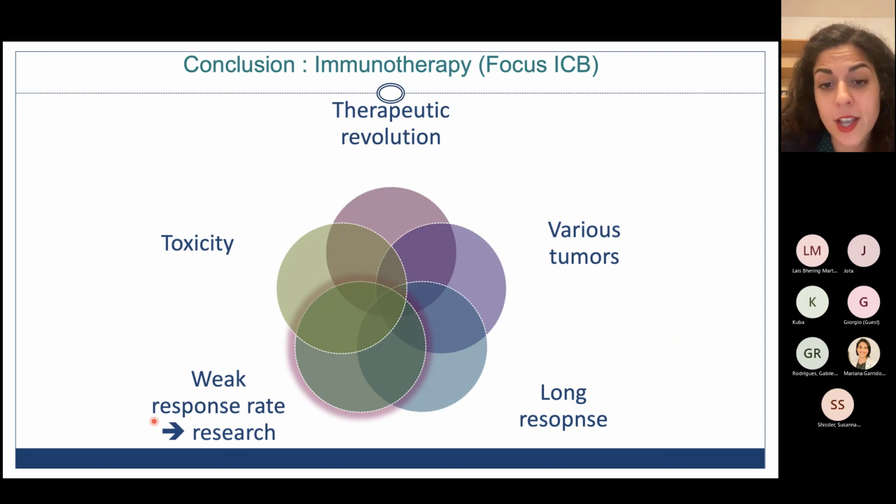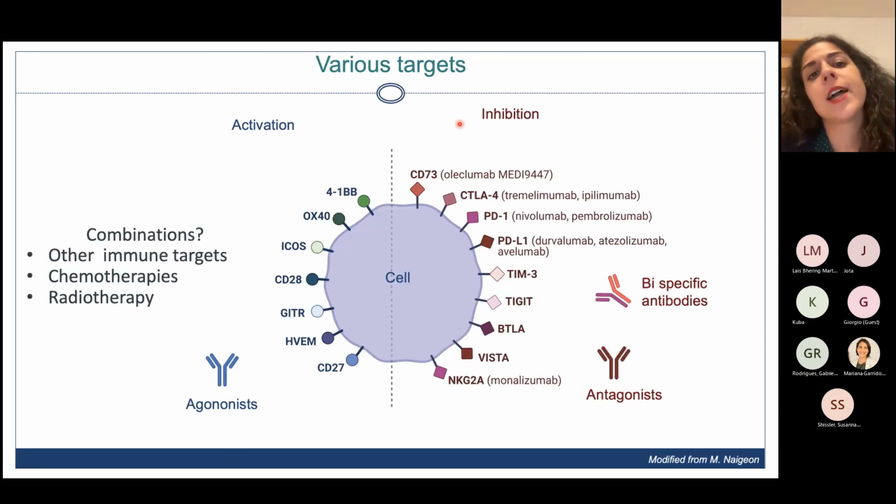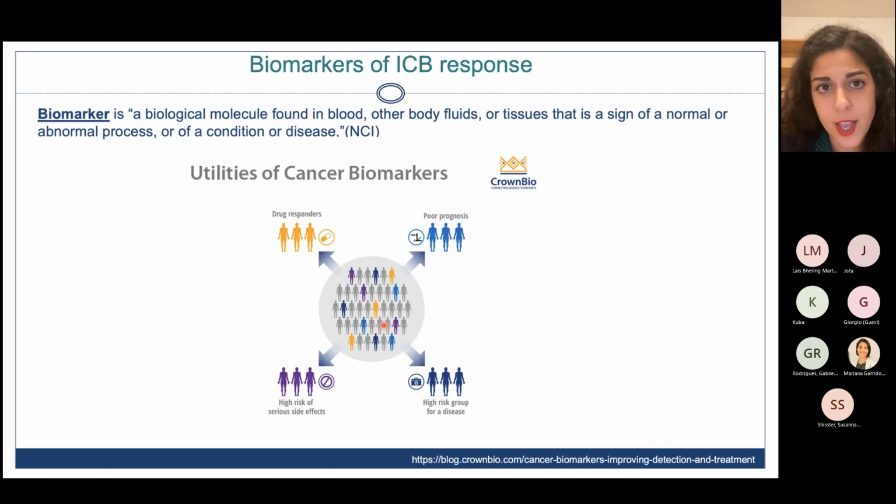And so actually it's what I'm doing with lots of other scientists. And so some scientists are trying to develop other targets that can be blocked, for example, new immune checkpoint blockade, or other new agonists to activate the T cells. And other scientists are trying to develop biomarkers of immune checkpoint blockade response.